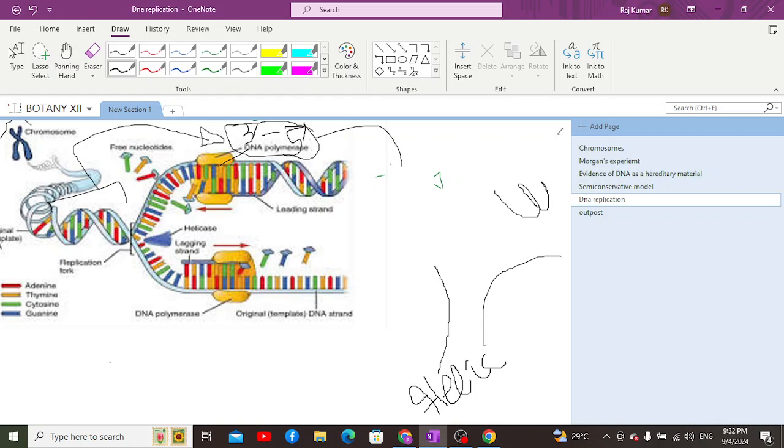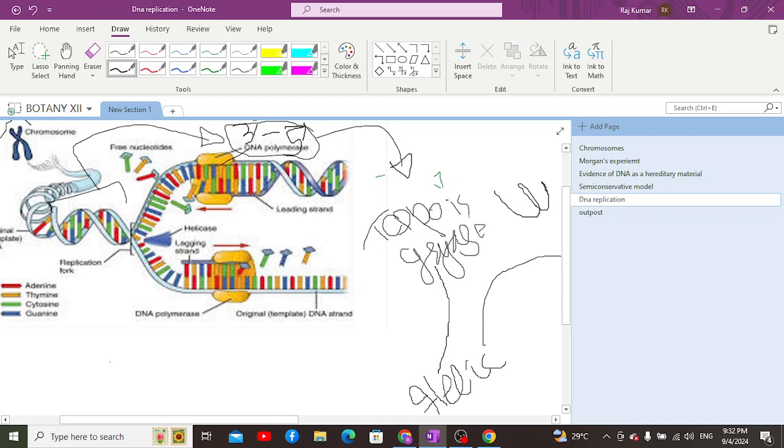In order to alleviate that tension, another enzyme is utilized, which is known as topoisomerase. Topoisomerase is utilized for alleviating tension by removing supercoiling in eukaryotes, and in prokaryotes we have gyrase. In prokaryotes there is gyrase, and in eukaryotes there is topoisomerase, right? These are the two things.